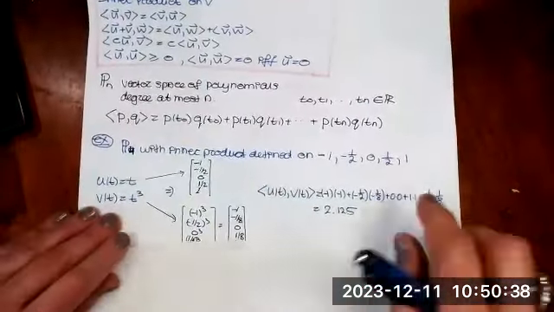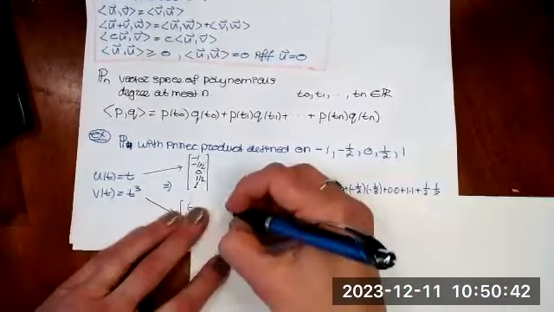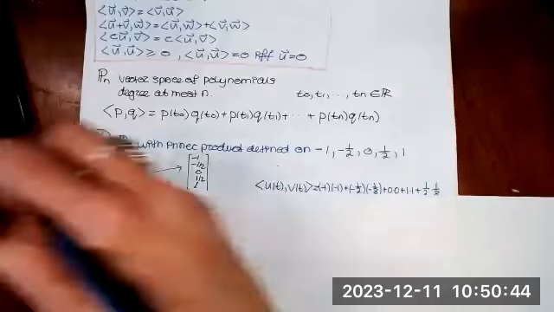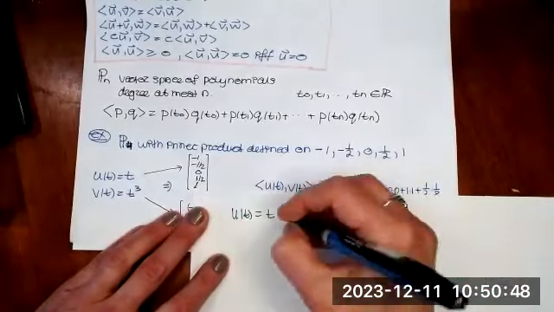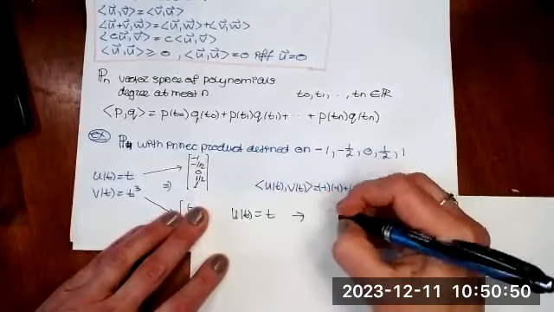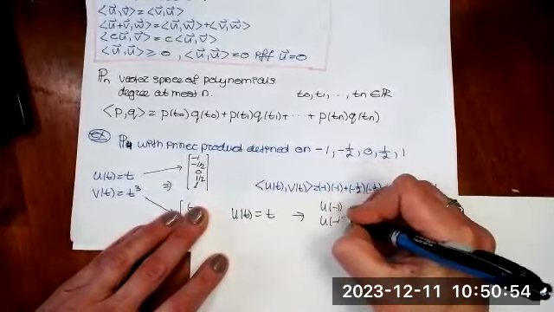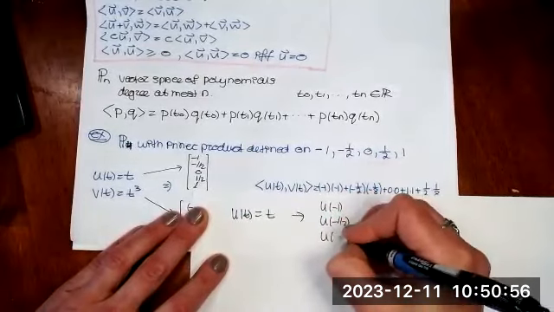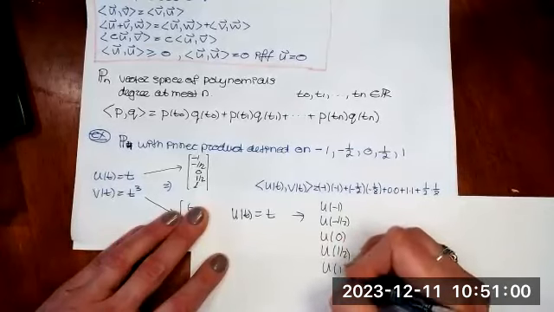So I can basically look at this inner product and say, well, if my u of t was equal to t, right? What is my u of -1? What is my u of -1/2? What is my u of 0? What is my u of 1/2? And what is my u of 1?